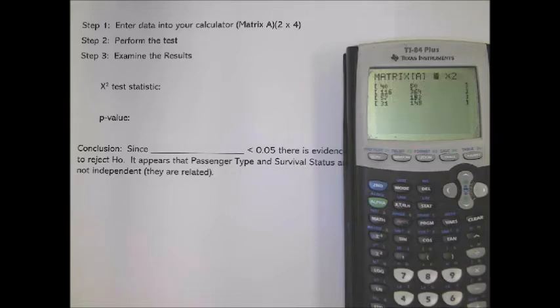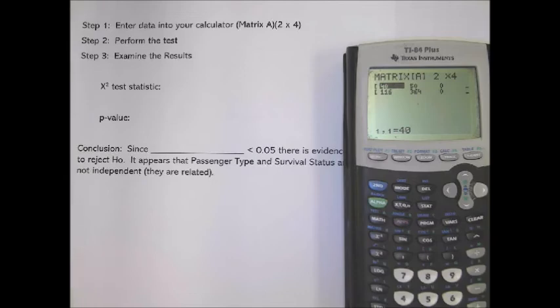The only thing is, the last one I did was a 4x2 matrix. Well, this one happens to be a 2x4. So we have to change the dimensions to be 2 by 4. And you'll notice when I changed the dimensions, the calculator reconfigured. And there's some data in some cells and there are zeros in others. It doesn't matter because we're just going to rewrite the data anyway.